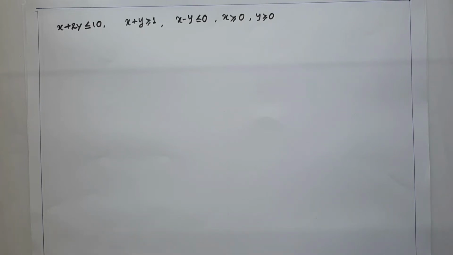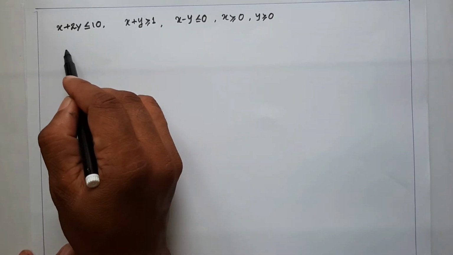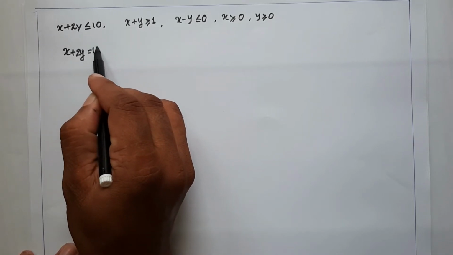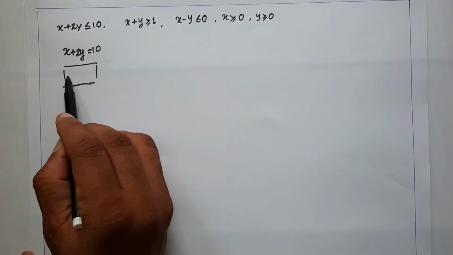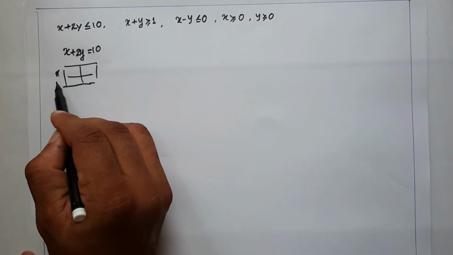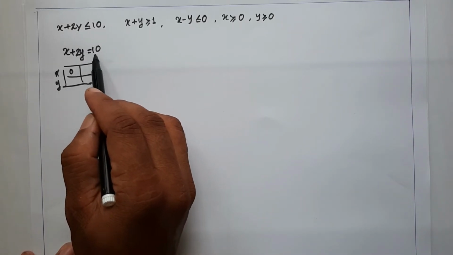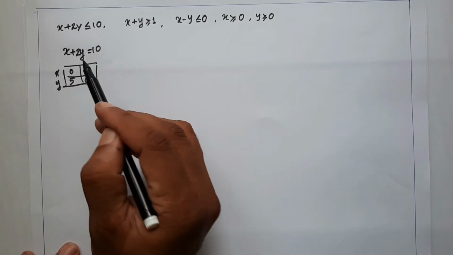Also, 1, 2, 3 and 4, 5 inequalities are there. Actually, this is our last question of our NCERT test. Now x plus 2y less than or equal to 10. First of all, we form a table based on x plus 2y is equal to 10. Here is x and y. First we put x is equal to 0 and therefore 2y equal to 10 and y equal to 10 by 2. Answer is 5. Y equal to 0, x is equal to 10.